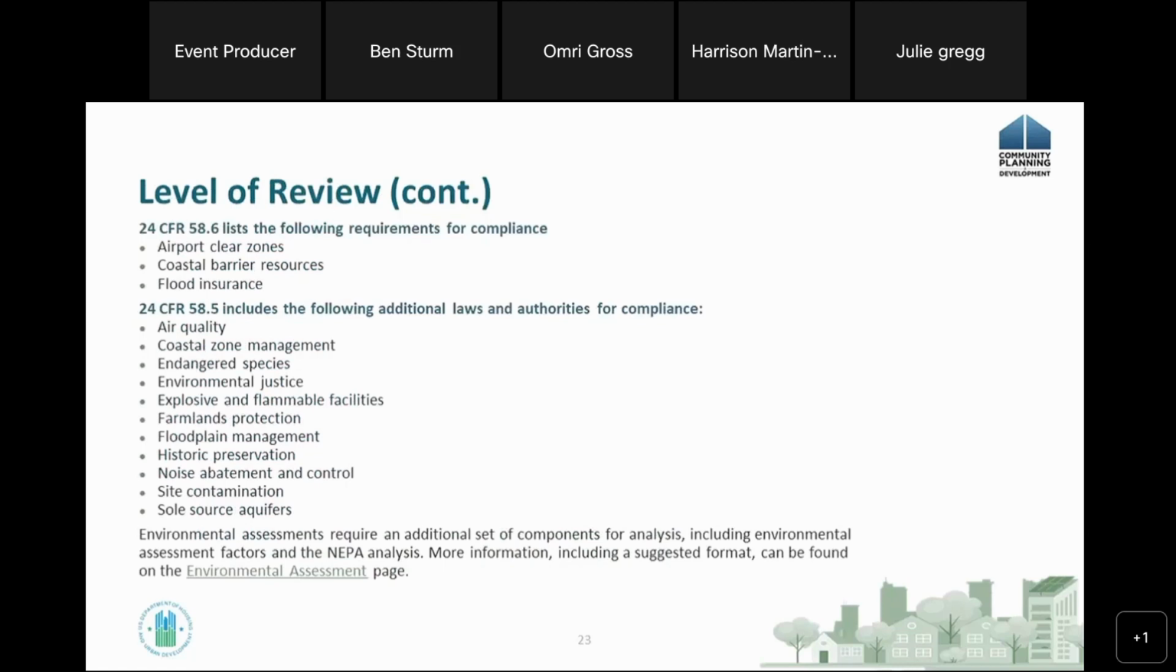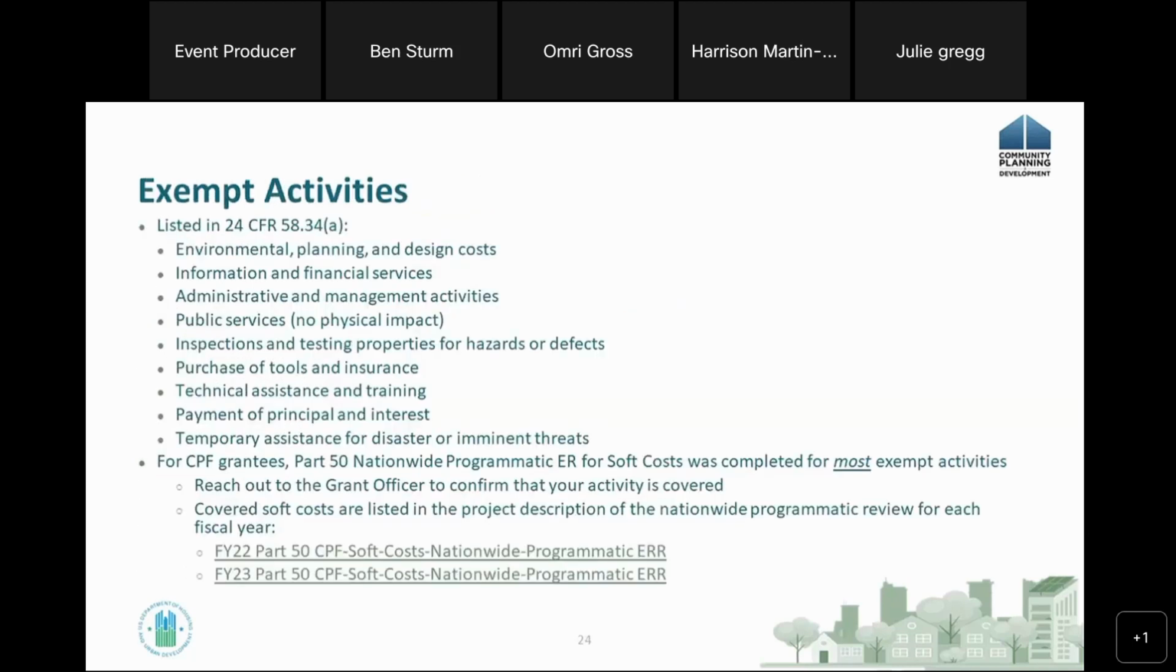Starting with the lowest of reviews, activities that are categorized as exempt are listed at 24 CFR 58.34(a). The list of activities on this slide is not exhaustive. It's just to give an idea of the kinds of activities that are exempt. Projects that are exempt will generally have no physical effects, and as you can see here from this list, they are generally planning activities and services.